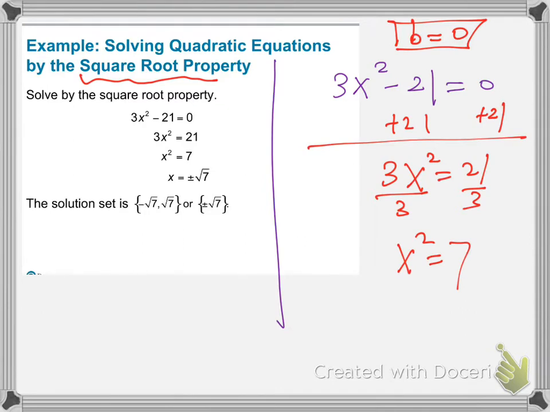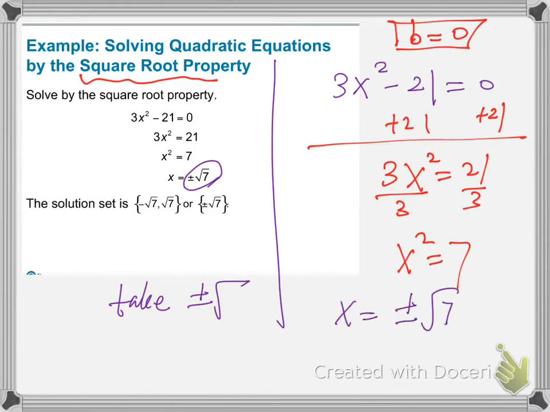So now we get the last important step. We need to take positive and negative square root to get two solutions. So x is positive and negative square root of 7. So x1 is positive square root of 7. x2 is negative square root of 7.